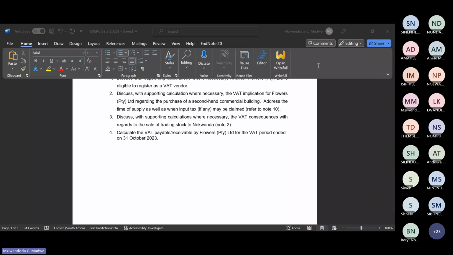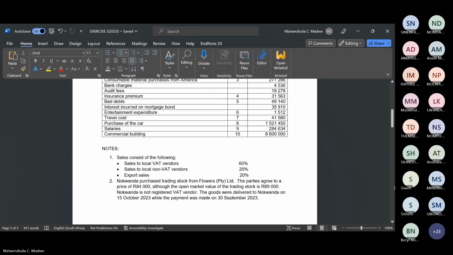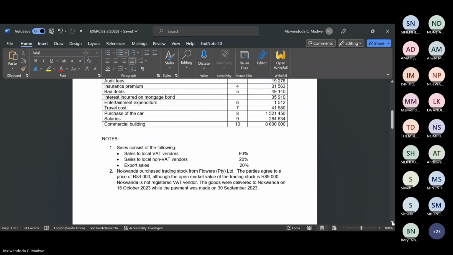Okay, so I said let us just go to note number 2. Note number 2: Nogwanda purchased a trading stock from Flower Ltd. The parties agreed to a price of 84,000. Although the open market value of the trading stock is 89,000.